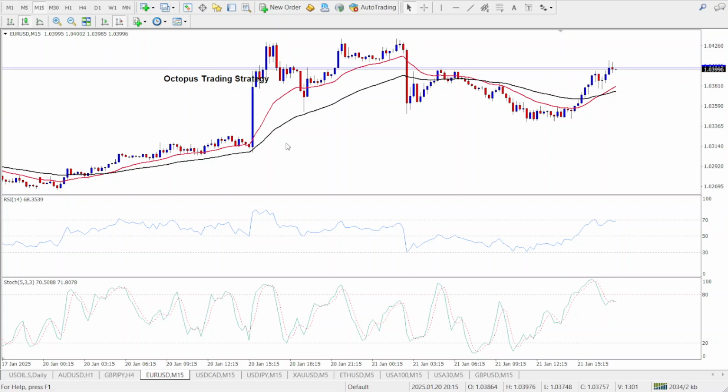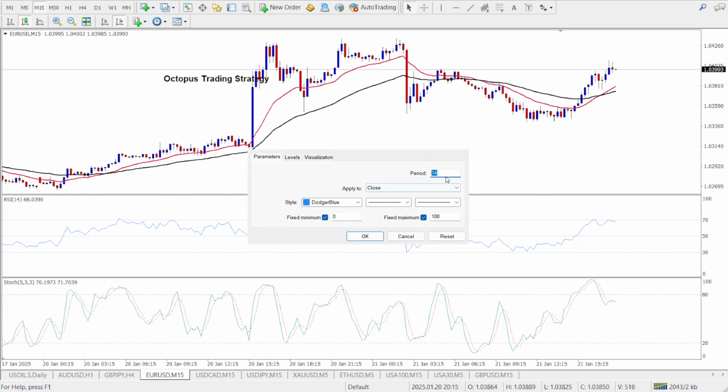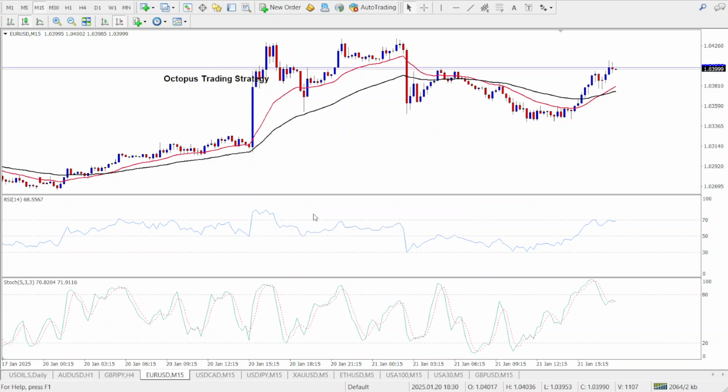Secondly, you need to add your RSI with the standard settings. You can just leave it at the default settings, 14 period. It's going to help you to identify overbought and oversold levels. You also have to include your stochastic oscillator to confirm momentum at potential entry points.